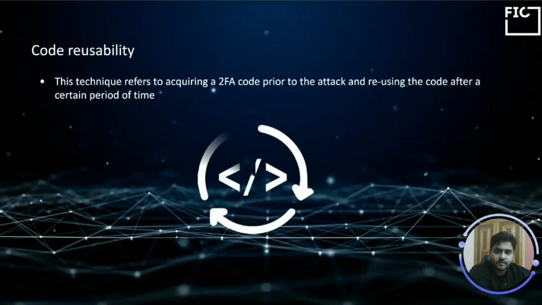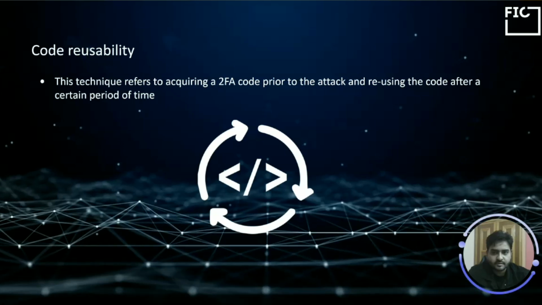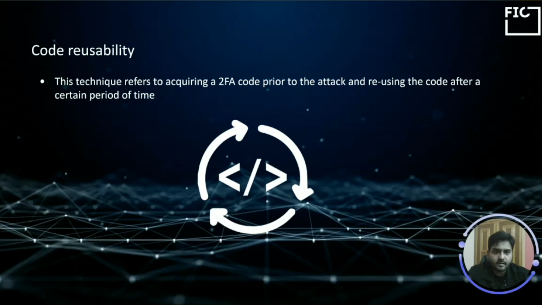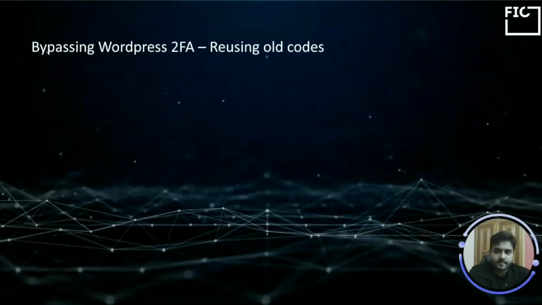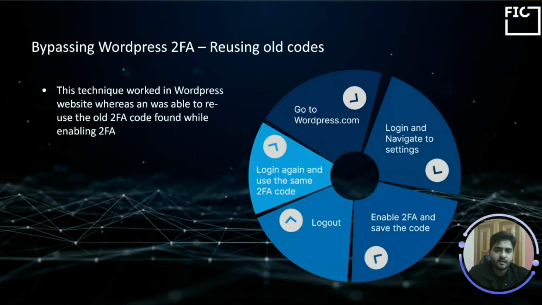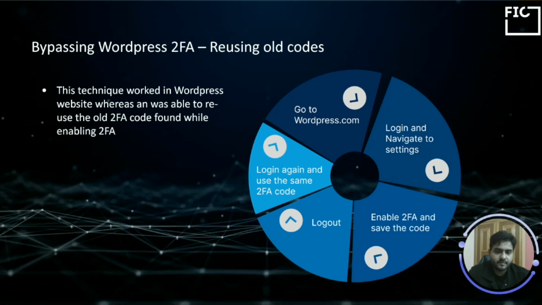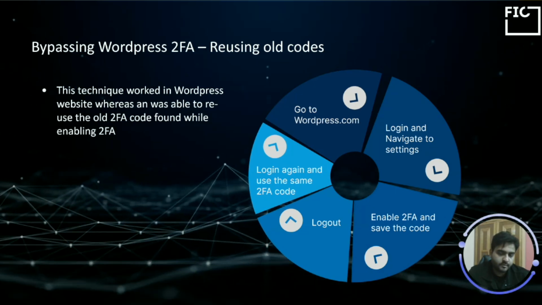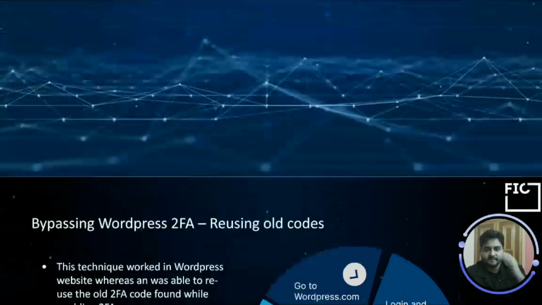Similarly, we have something called code reusability. This is a technique where the attacker reuses a particular code after acquiring it, and they reuse the code after a certain period of time. This scenario was in a website for WordPress.com, and we navigate into the settings and enable the 2FA. We save the code, we log out, and then we can reuse that code as many times as we want because the 2FA enabling code was not expiring.